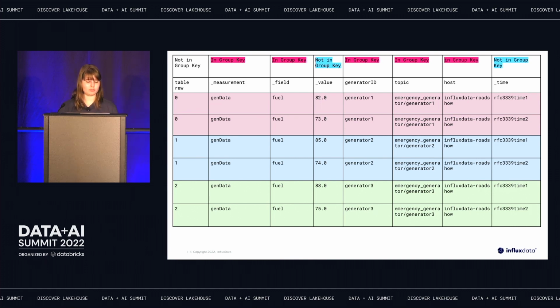As you can see, we have 3 tables here. We have tables 0, 1, and 2. They have the generator IDs of 1, 2, and 3. And each of those has 2 values currently.